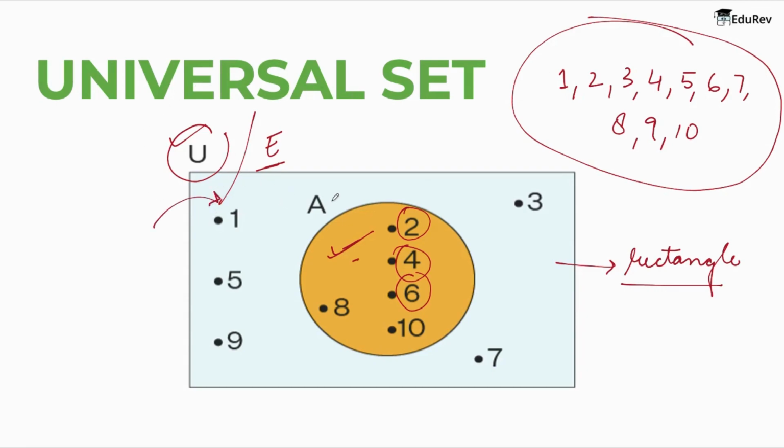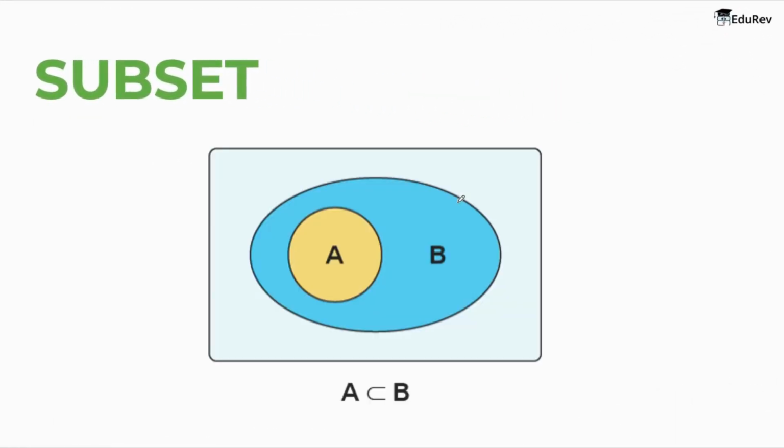So basically it's saying that all the numbers that are within the subset A will be inside the circle, and those which are not within A will be outside the circle, but all these numbers will be enclosed within what? Your rectangle. So I hope you understand the meaning of your universal set. Now let's quickly move on and understand what your subset is.